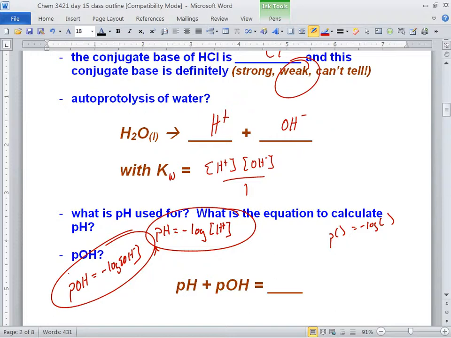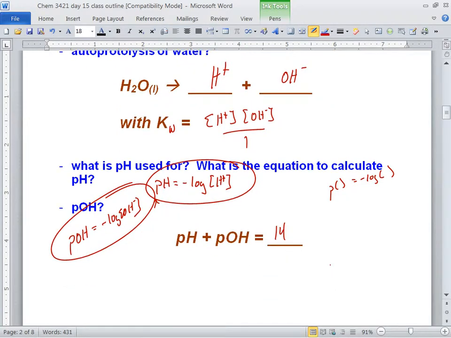Anybody know? What number do you always get? 14. Yeah, 7. Good luck. Good guess, but it's 14. Okay, 7. 14. 7 is neutral pH.